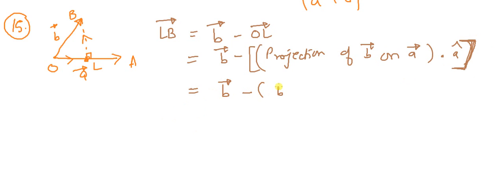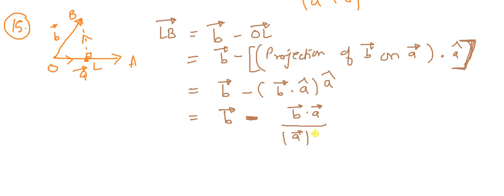Then you have this, and if you multiply them, you'll find that the end result would be B vector minus B dot A vector divided by A vector mod whole square, whole multiplied by A vector. In terms of the vectors that you need, you'll find this whole formula. Okay, let's move on to our 16th point.